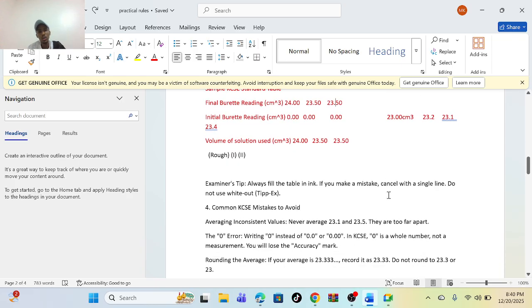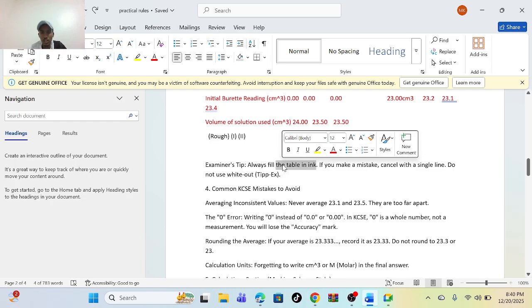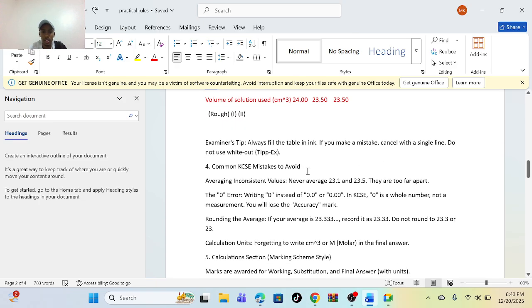24. Another thing is to always fill the table in ink. Because if you make a mistake, cancel using a single line. Do not use white out or other things. So cancel how? One line. I also tell you: first of all use ink, after that make the right answer.